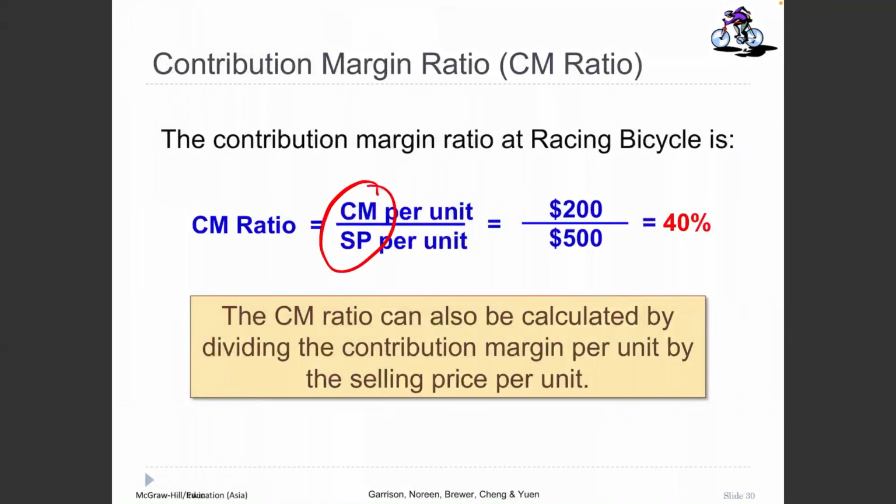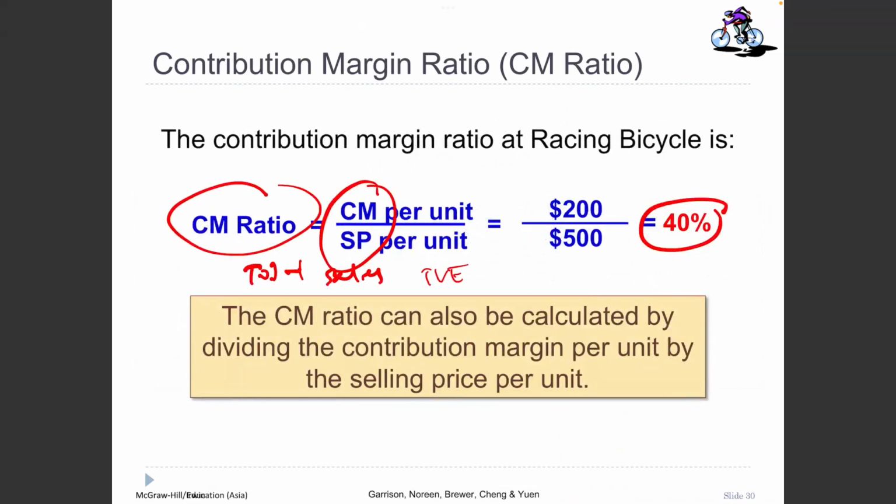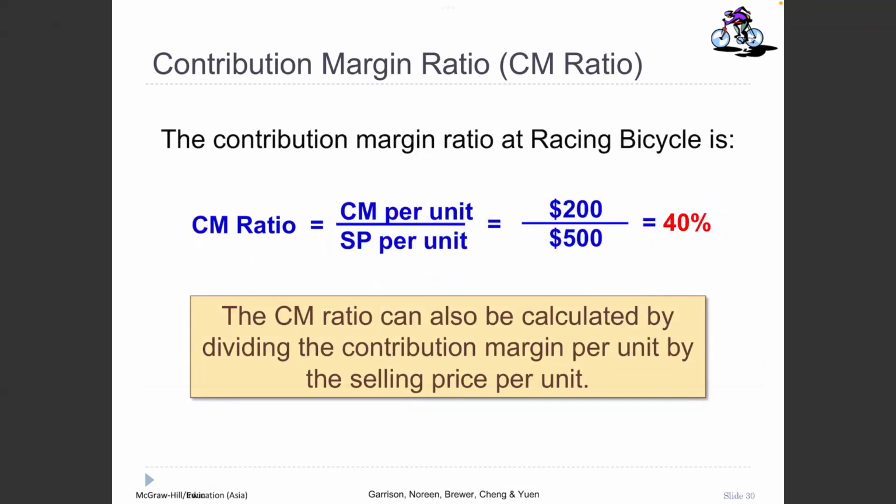Okay, 200 divided by 500. So you will still get a CM ratio of 40%. So the CM ratio can also be calculated by dividing per unit information. So it depends on the situation in the question. If the question gives you total sales and total variable expenses, then you can still calculate the CM ratio. But if they give you CM per unit and selling price per unit, you can still calculate your CM ratio.